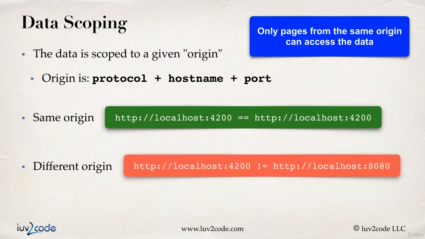Now here's a different origin. So we have localhost:4200 is not equal to localhost:8080. And the reason here is because they have different ports. So even though they have the same host name, they're running on different ports, so that means different origin. And also the protocols. The unsecure HTTP compared to the secure HTTPS, those are different protocols. All right, so to have the same origin, the protocol, host name, and port must match. And again, only pages from the same origin can access the data. So this prevents one website like CNN.com from accessing data from another website like Apple.com.